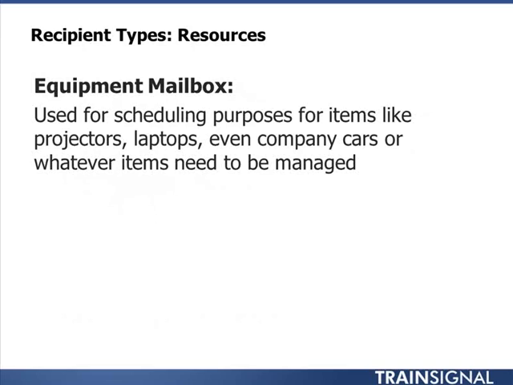The next recipient type in the tab section is called resources, and there are two different mailbox types under resources. The first is the equipment mailbox. This is used for scheduling purposes for items like projectors, laptops, even company cars, or whatever items really need to be managed. What's interesting is when you create an equipment mailbox, persons can have access to the calendaring side and scheduling use of that equipment, but there is no account that actually accesses the equipment mailbox, and we'll see that in a moment. However, you can delegate individuals that can approve or deny the use of that equipment.